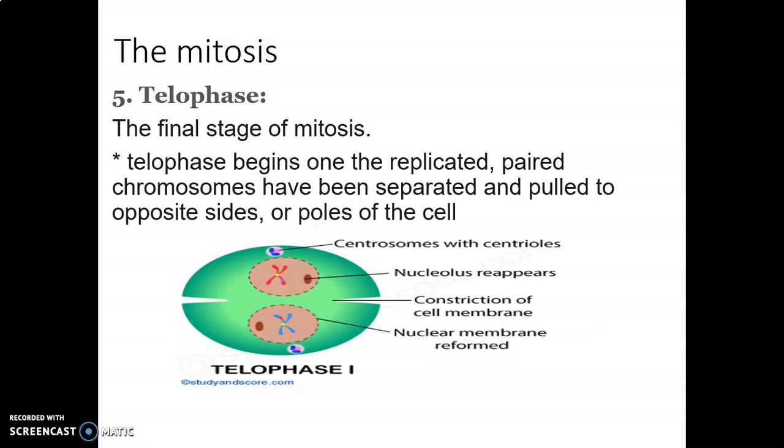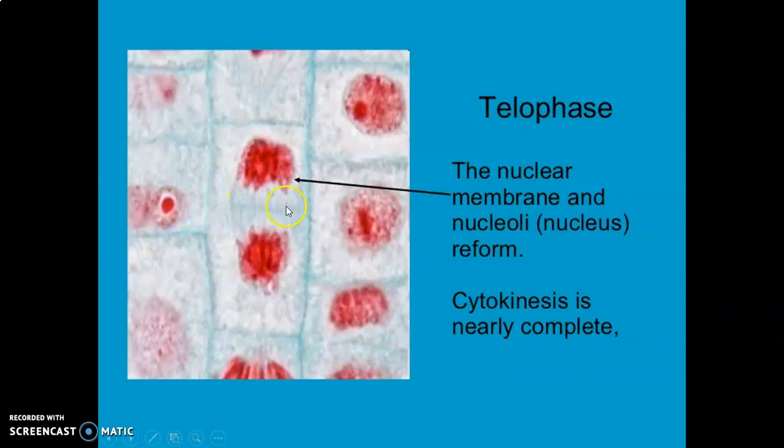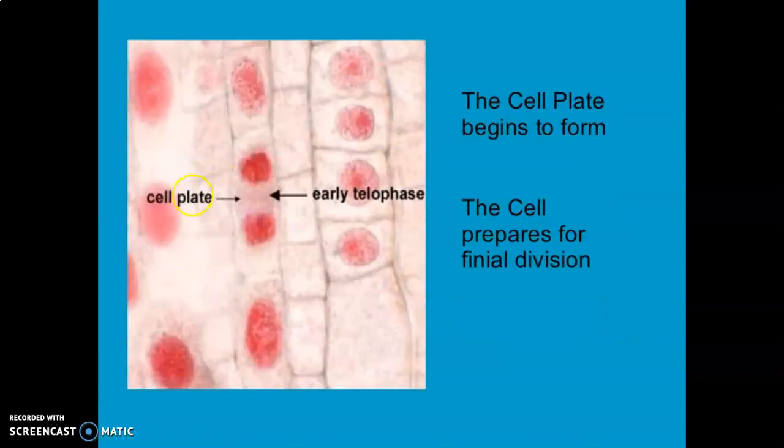And the final stage of mitosis is telophase. Telophase begins when the replicated pairs of chromosomes have been separated and pulled to opposite sides, or poles, of the cell. This is where the nuclear membrane and the nucleus reform. This one. Cytokinesis is nearly completed. And this is the final look: the cell plate in early telophase.